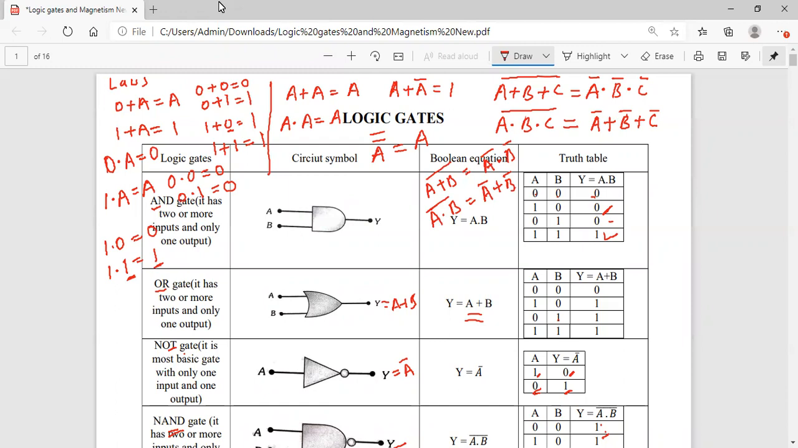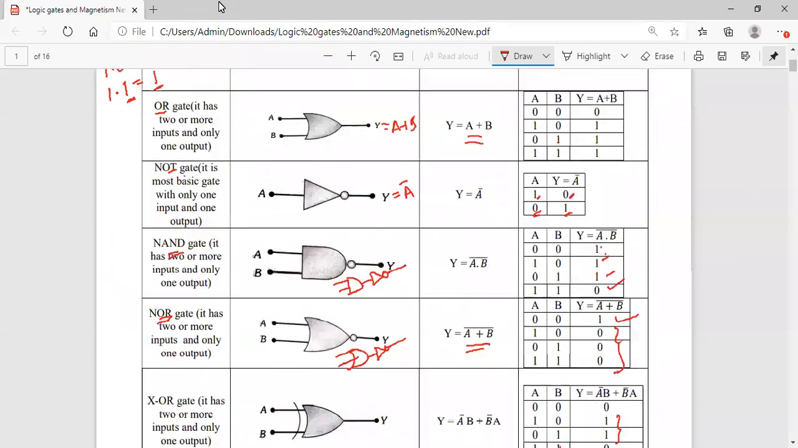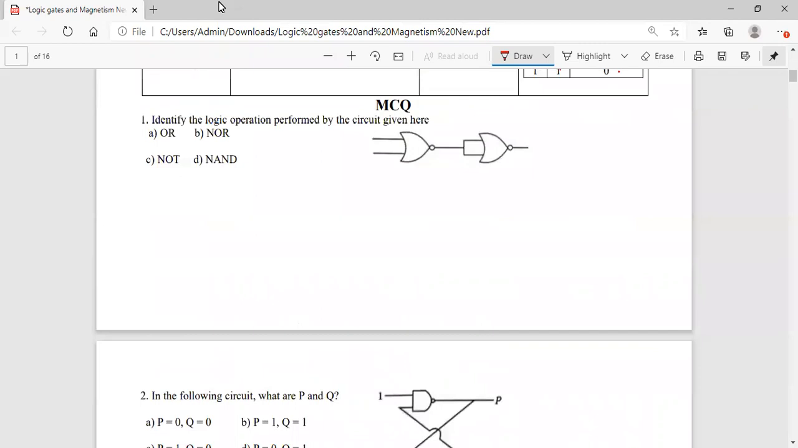So with this small introduction, we'll go to the first question. Identify the logic operation performed by the circuit given here. This is input A, this is B. Now this is a NOR gate, an OR gate followed by a NOT gate. Therefore, output Y is equal to A plus B whole bar.